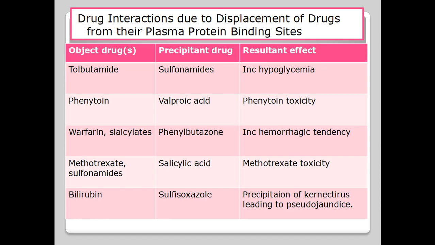Methotrexate, sulfonamide given along with salicylic acid leads to methotrexate toxicity. Bilirubin along with sulfisoxazole leads to precipitation of kernicterus, leading to pseudojaundice.